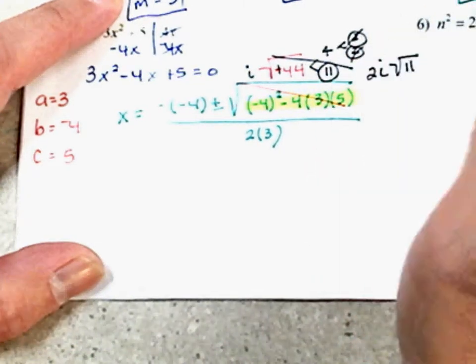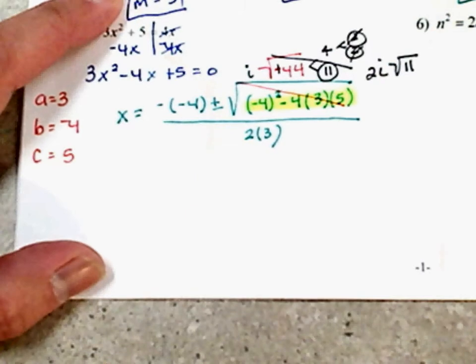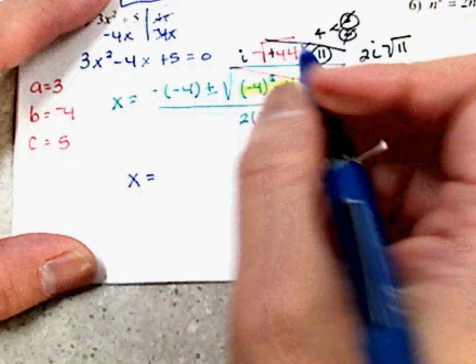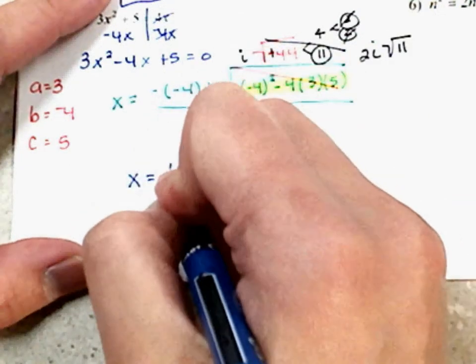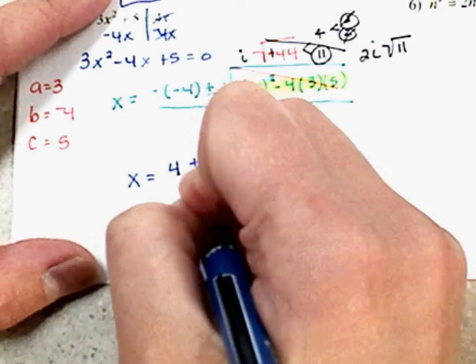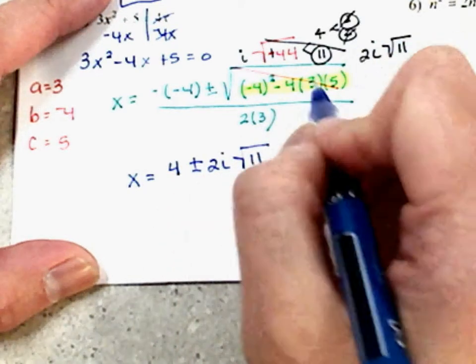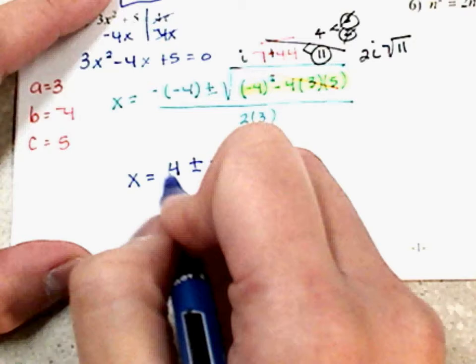Now I'm going to rewrite x equals negative times a negative is positive, plus or minus 2i square roots of 11. Notice this part. I'm not writing the whole thing. I'm writing my simple. 2 times 3 is 6.